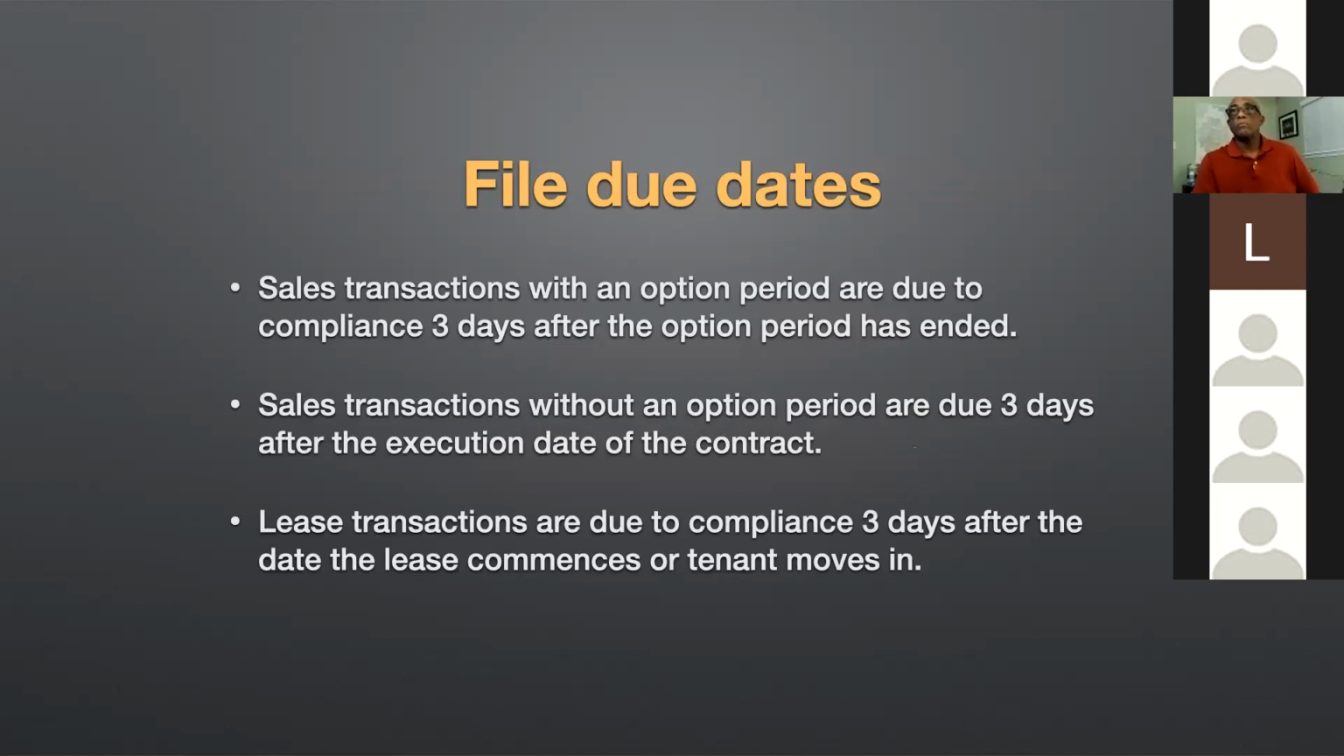So you guys, these are important dates. You want to write these down if you don't know these. Sales transactions that have an option period are due to compliance 3 days after the option period has ended. So if you're working a transaction that has an option period, 3 days after that option period is up, that file is due. If you're working a sales transaction without an option period, those files are due 3 days after the contract date of execution.